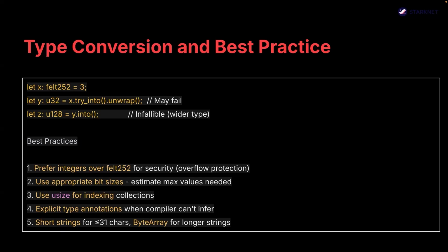Is that understood? Kind of, right? Should I explain again? In short, try into undoes larger byte conversion into lower bytes. While into undoes lower byte conversion into larger ones.